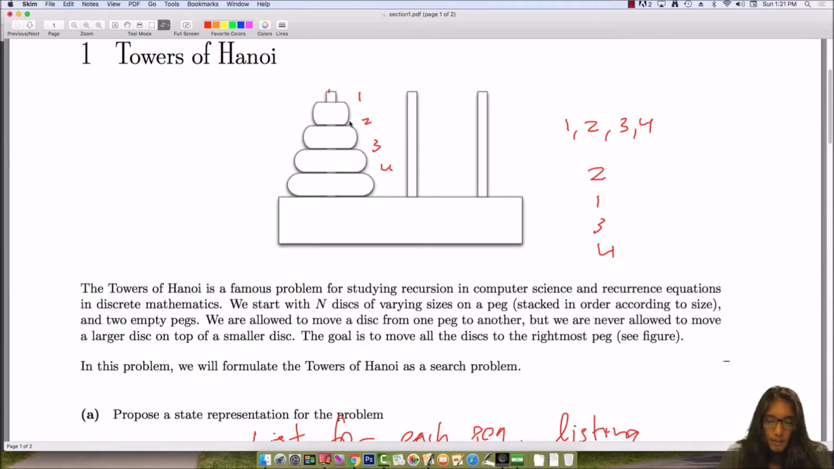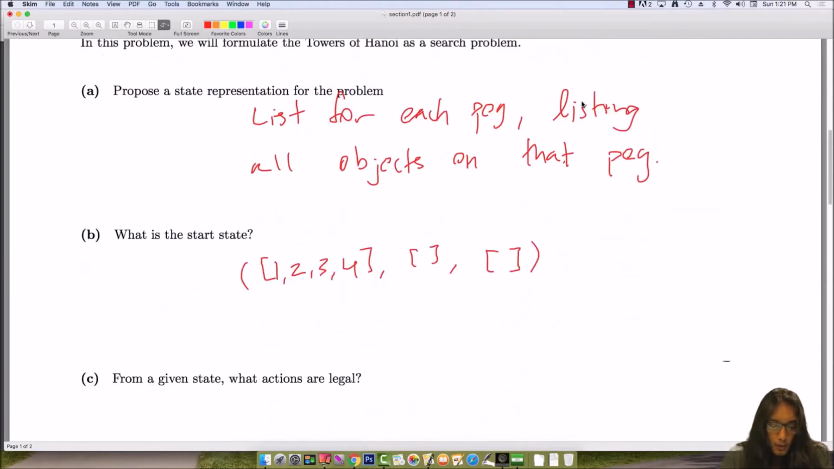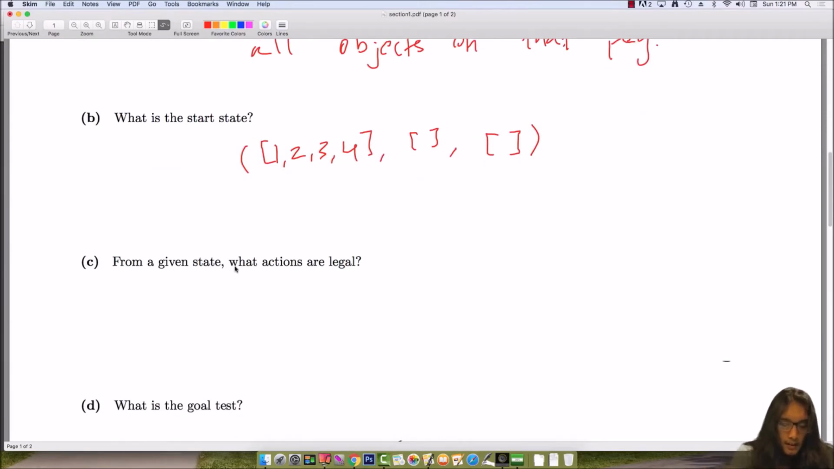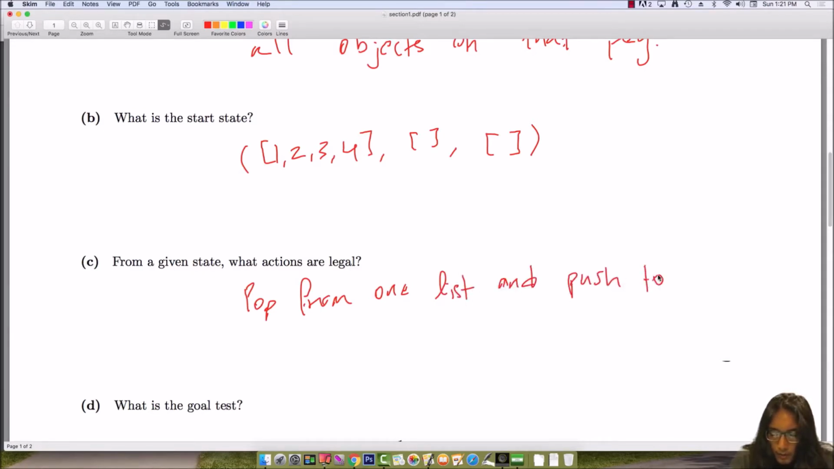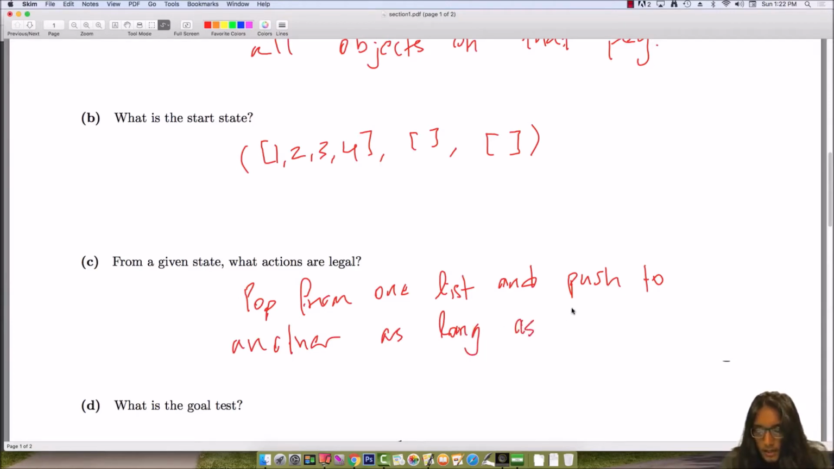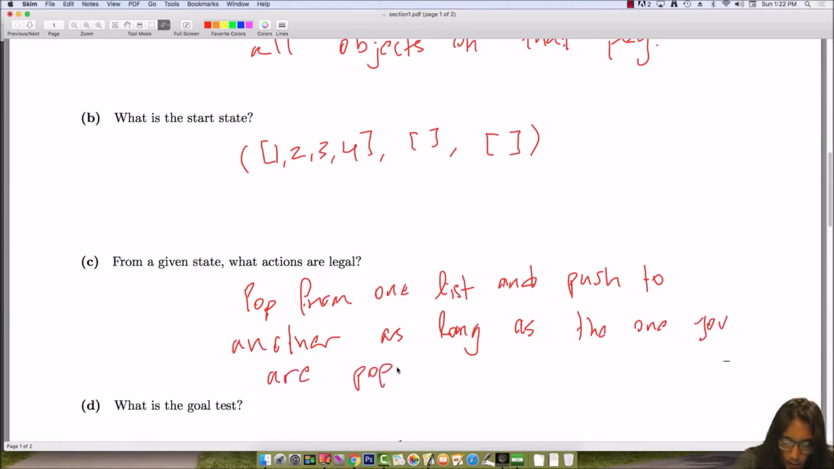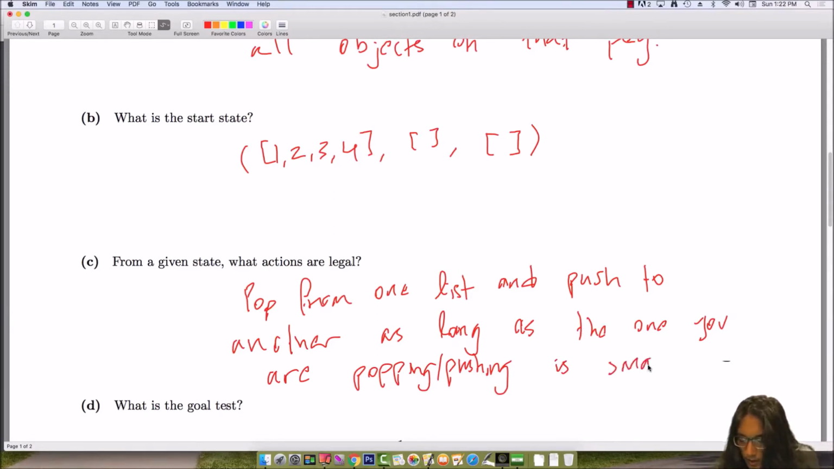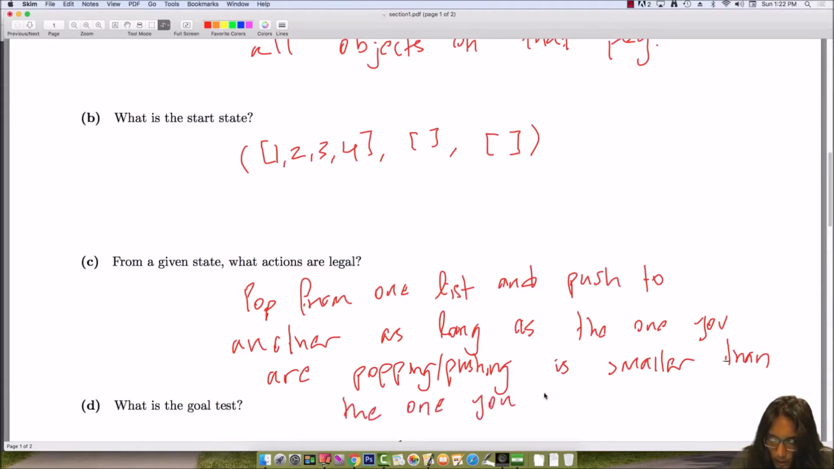So I can't, for example, do something like just take 2 from here and then put it over here because there's 1 on top of 2, right? So you can only lift and put down from the top of these piles. Okay, so how do I describe the actions then using this information? Well, I can just say, my actions are I can pop from one list and push to another. As long as it obeys the constraint of the problem, being that, as long as the one which you are popping as well as pushing is smaller than the one that you are pushing onto.